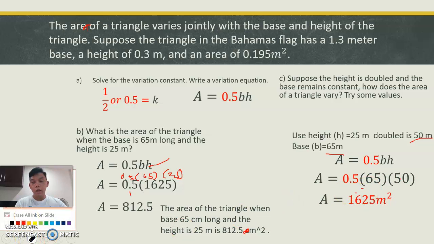So meaning the area was doubled, since you doubled the height and kept the base the same. It's the same the other way around. Let's say you double the base and keep the height constant. That will still double. Or if you triple, at least one of them.